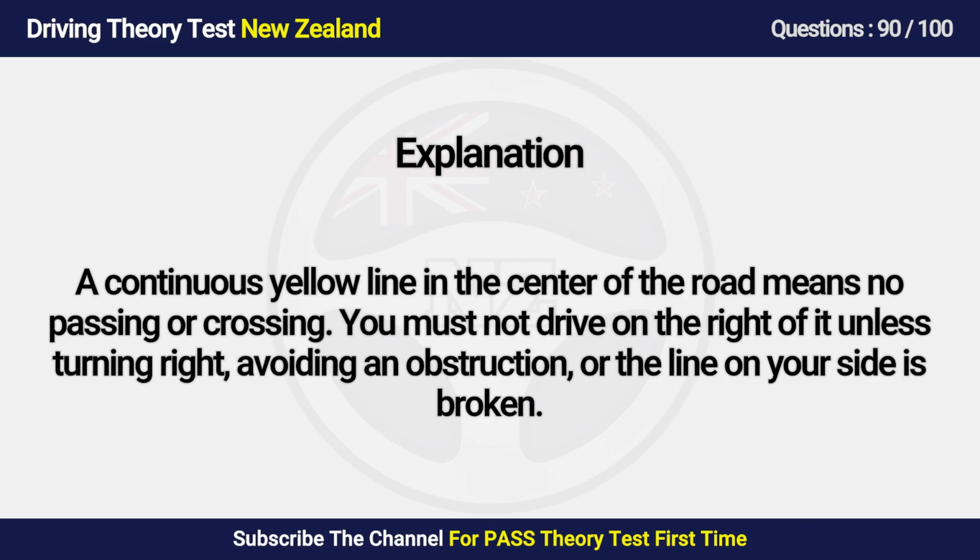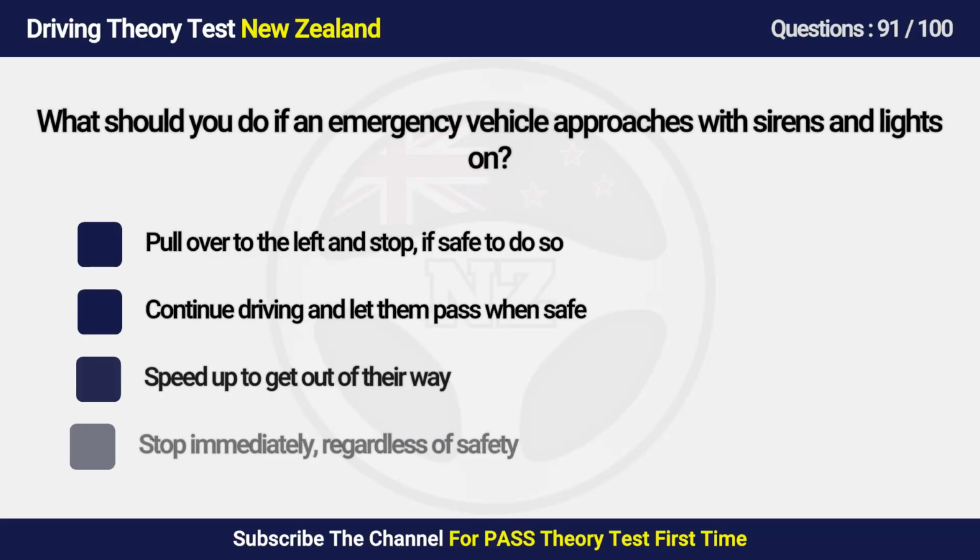Question 91. What should you do if an emergency vehicle approaches with sirens and lights on? A. Pull over to the left and stop if safe to do so. B. Continue driving and let them pass when safe. C. Speed up to get out of their way. D. Stop immediately, regardless of safety.